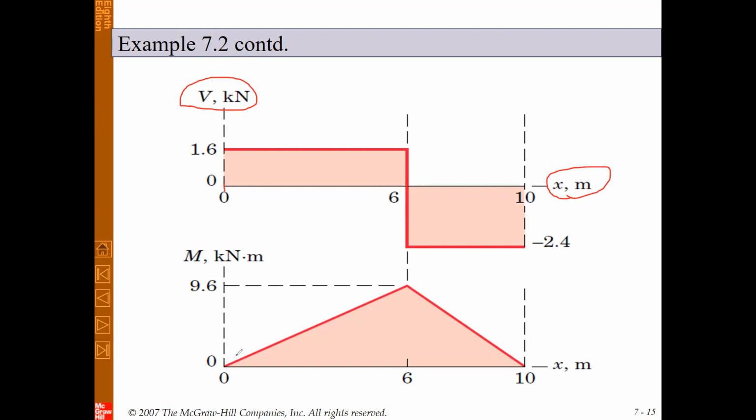And for the bending moment, when x is between 0 and 6, this is the line of the bending moment. And if you, for example, substitute x is equal to 5, here you can find its value for the bending moment. And for the interval between 6 and 10, this is the diagram for the bending moment if you plot from the previous equations in the last slide. Okay, so these are the diagrams for bending moment and shear force.